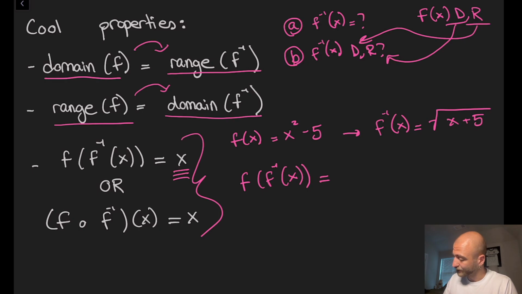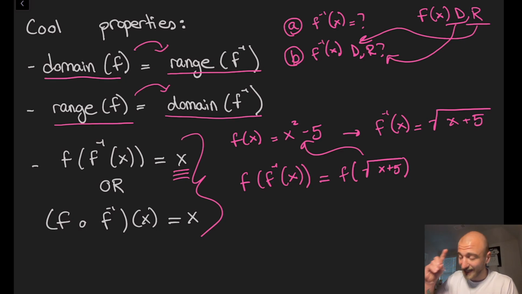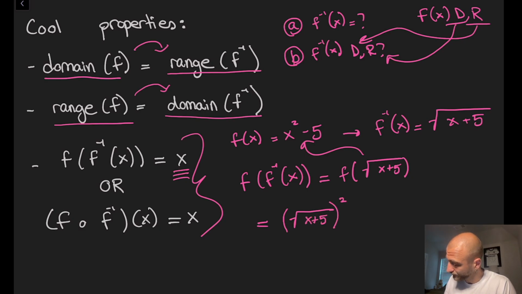So I'm going to take the inverse function, square root of x plus 5, and I'm going to plug it into my original f of x function. Wherever I see an x, I'm going to write a square root of x plus 5. I see there's an x squared, so I'm going to first in parentheses put the square root of x plus 5 squared, minus 5.